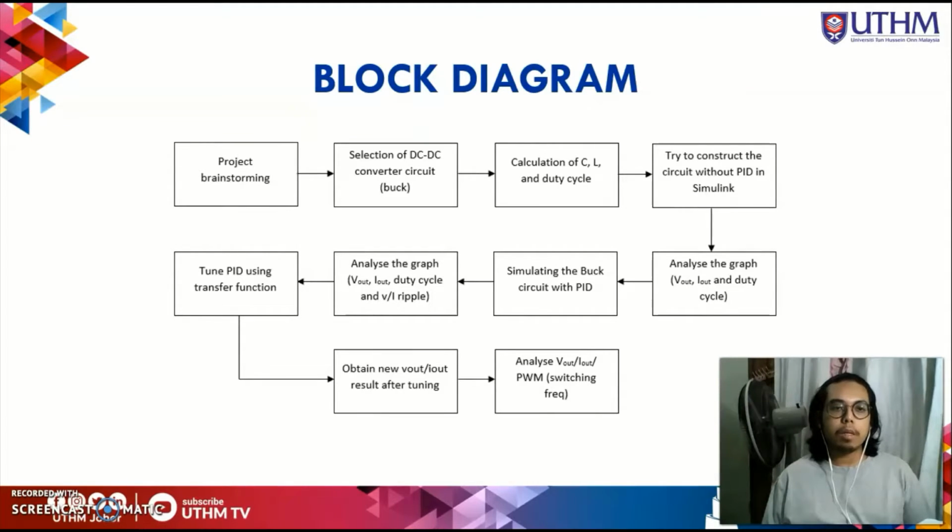The first step is we are brainstorming about the idea, which is the selection of whether we will have to choose buck converter, boost converter, or buck-boost converter. Finally, we have concluded that we choose the buck converter. Next step is the calculation of C, L, and duty cycle.